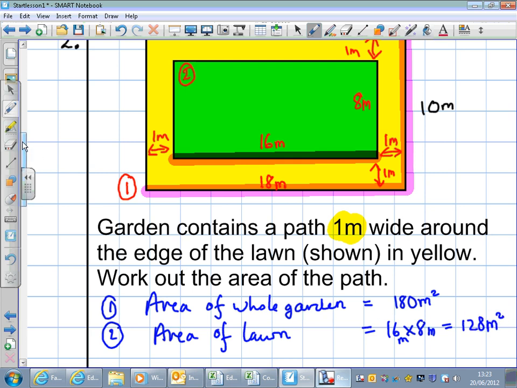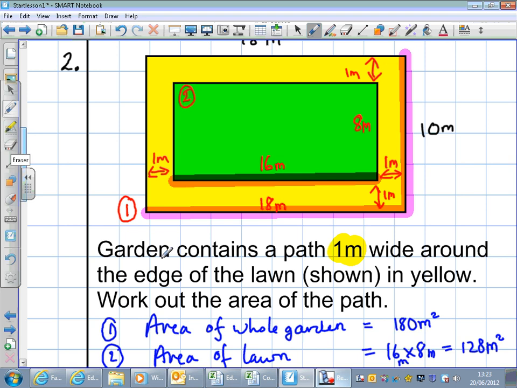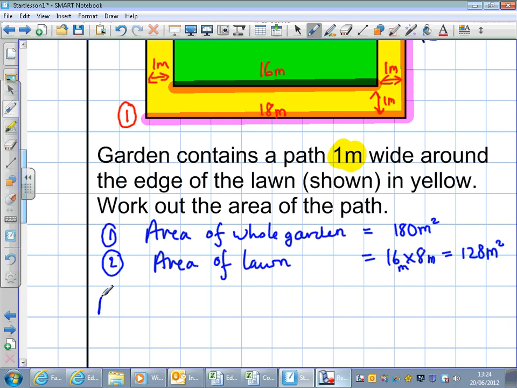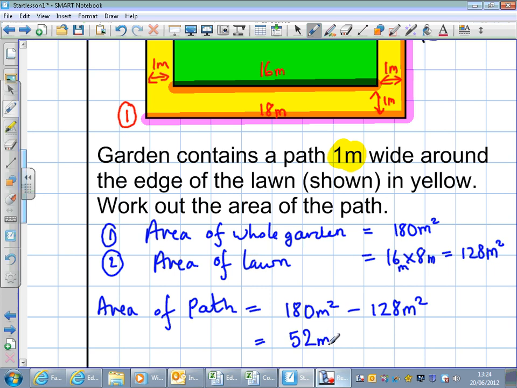Now, how do we calculate the area of the path? So many pupils get confused by this. It's very, very simple. The yellow section is found by subtracting the area of the green section from the area of the whole shape. So it's a subtraction rather than add. So you could write area of path equals 180 metres squared, that's the area of the whole garden, less, take away the area of the lawn, to give us 52 metres squared.